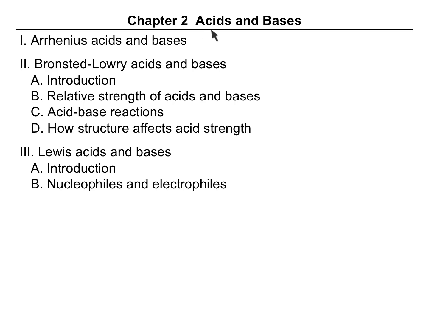Our next chapter focuses on acids and bases. We're going to look briefly at Arrhenius acids and bases, as well as Bronsted-Lowry acids and bases, and finally, Lewis acids and bases. These are three different definitions or perspectives on acids and bases. The Arrhenius definition is the oldest. This was presented around 1884. And then both Bronsted-Lowry and Lewis acids and bases, these ideas were developed around 1923.